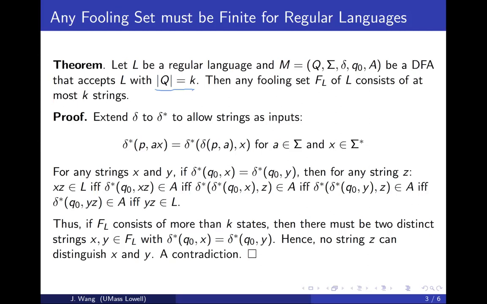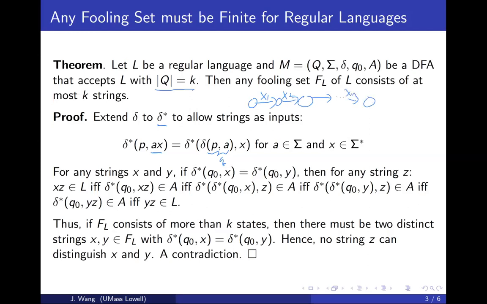Okay, so we'll call that delta star. So delta star on any state P and on an input string AX, where A is an alphabet symbol and X is a string, is equal to delta star of delta(P, A), which goes to another state, let's say Q, and then on X.